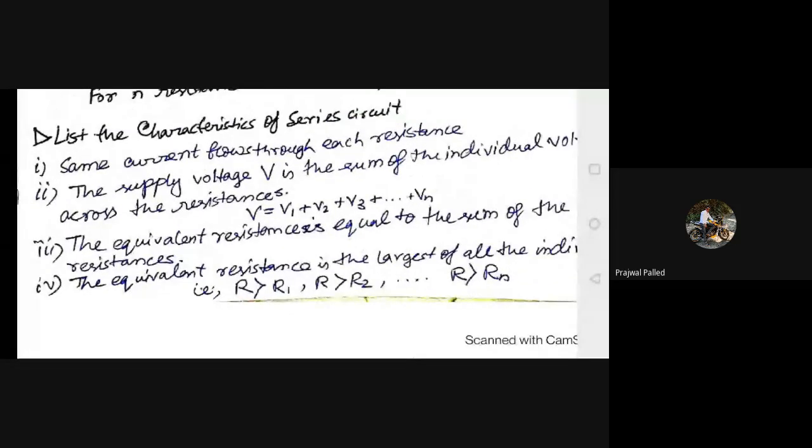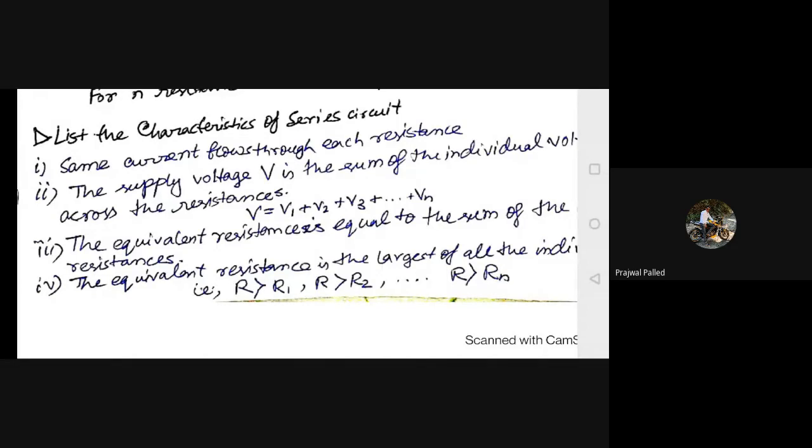The next characteristic says that the supply voltage is the sum of the individual voltage drops across the resistances. Yes, we saw that also, that capital V is equal to V1 plus V2 plus V3 plus dot dot dot Vn. That means the supply voltage is the one that is supplying the voltages to all other resistances.